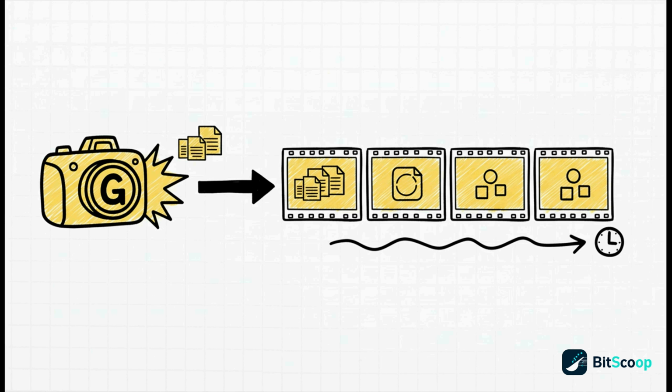Now, Git is smart. It doesn't just save the one file you changed. Instead, it takes a snapshot of the entire project at that moment. And by stringing all these snapshots together, it builds this incredible, detailed timeline of everything that's ever happened.